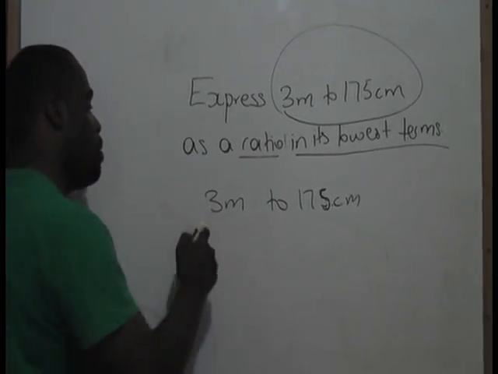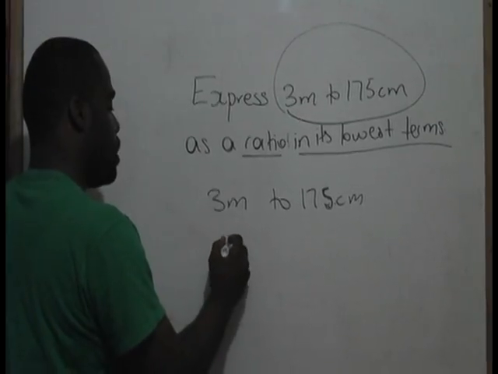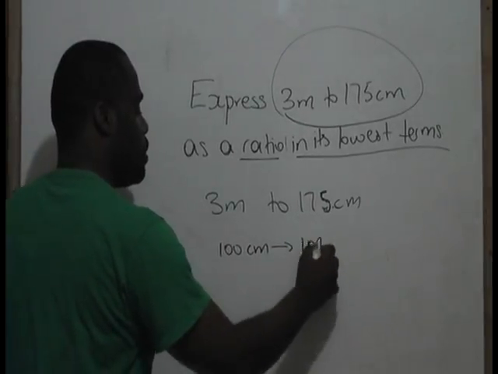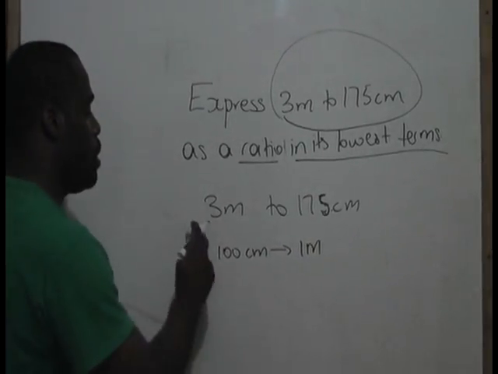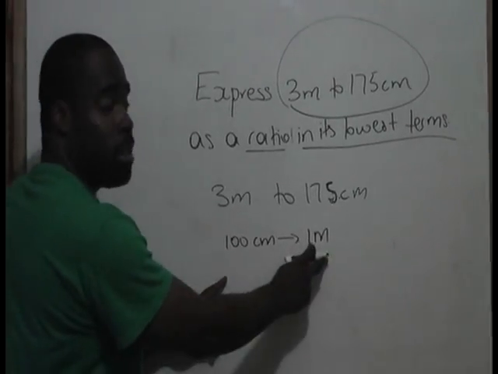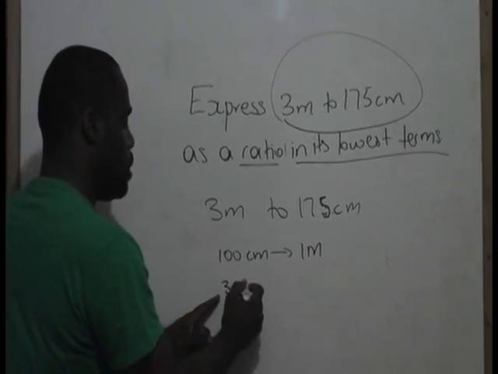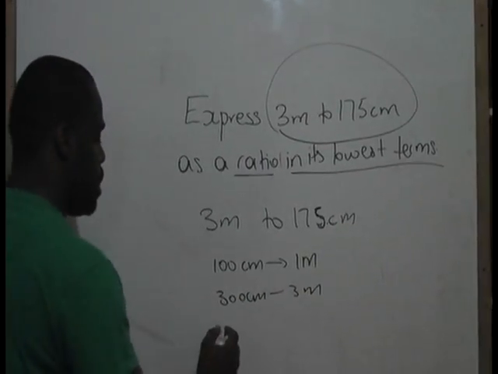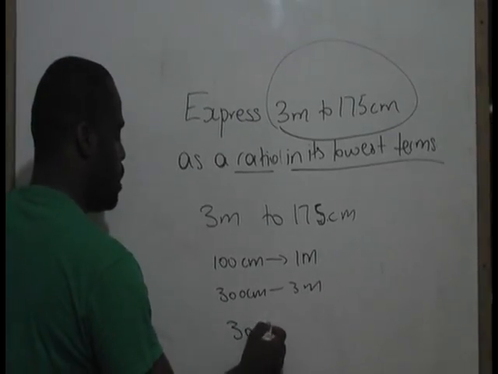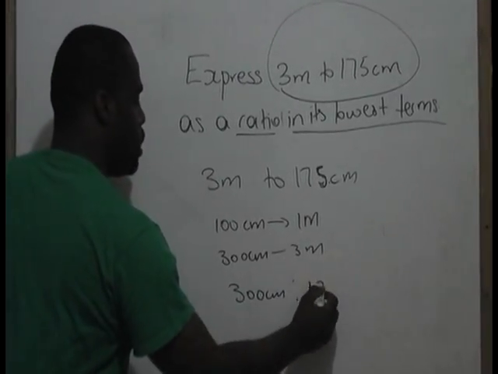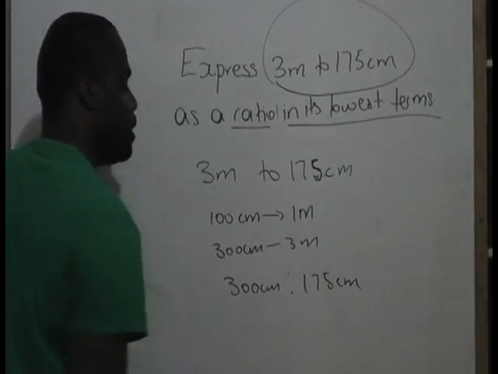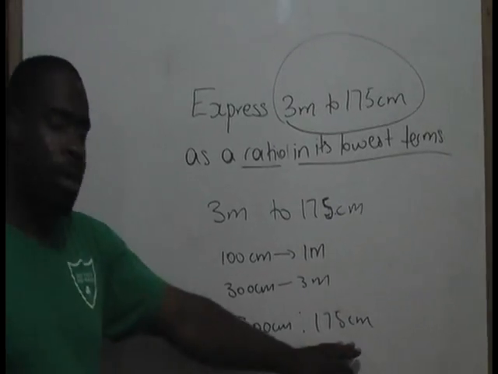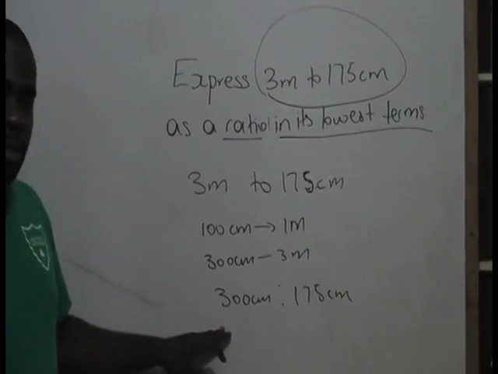Now 100 centimeters is equivalent to 1 meter. Therefore 3 meters would be 300 centimeters. So now I have 300 centimeters to 175 centimeters. So we do the same thing again. We can find the HCF of both these numbers.